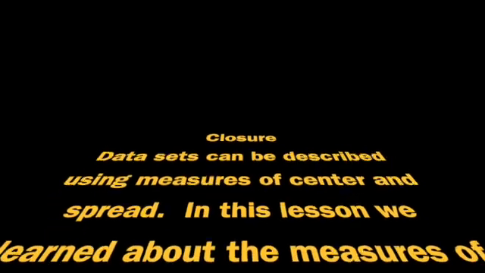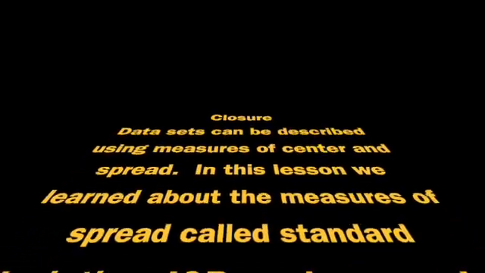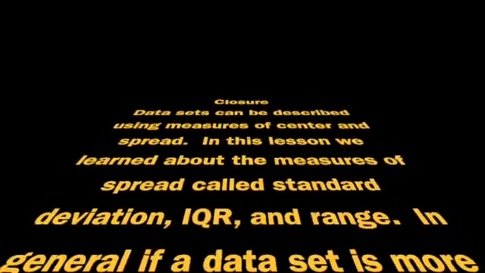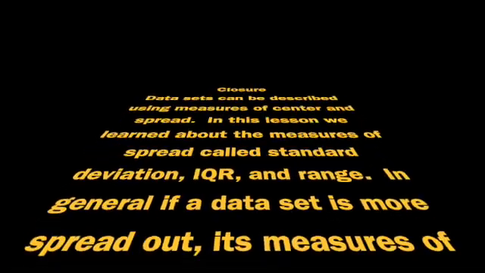To summarize this lesson, datasets can be described using measures of center and spread. In this lesson, we learned about the measures of spread called standard deviation, IQR, and range. In general, if a dataset is more spread out, its measures of center will be larger.